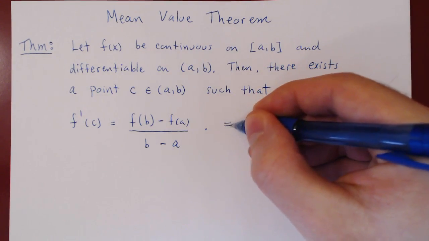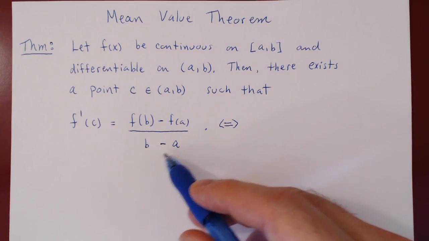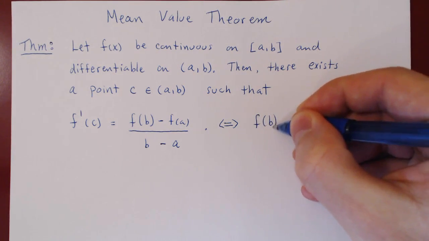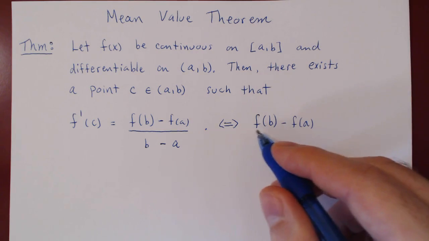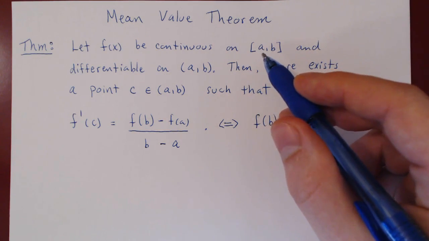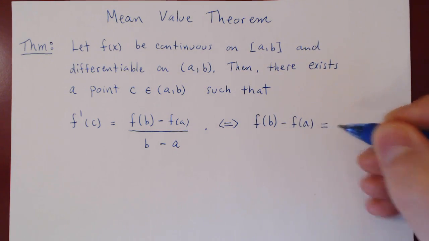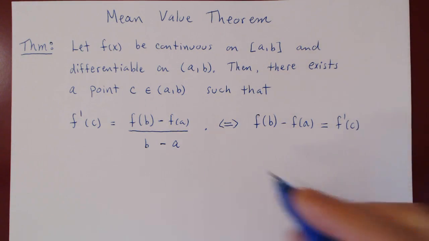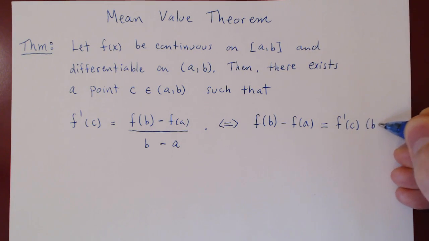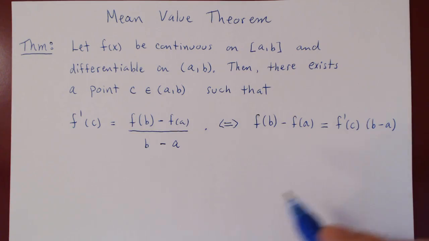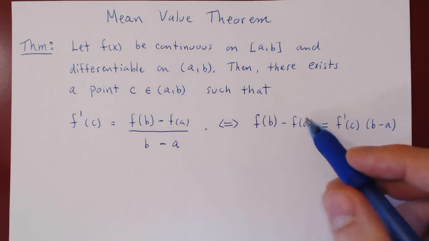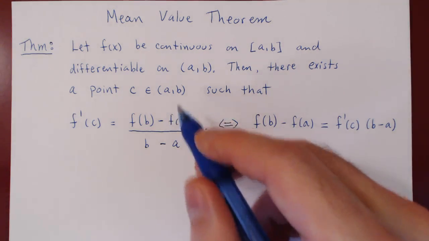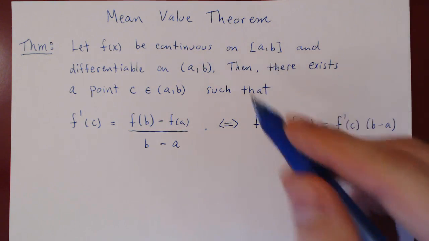Now if you want, you can rewrite the conclusion in the following way. You can multiply across by b minus a, and so you'll see that f of b minus f of a, the total change in y of the function over the interval from x equals a to x equals b, is equal to the derivative of the function at some point between a and b times the change in x, b minus a. And that's a different way of looking at the mean value theorem. So the total change in y of the function, f of b minus f of a, will equal the derivative of the function at some point in between a and b times the change in x, b minus a.